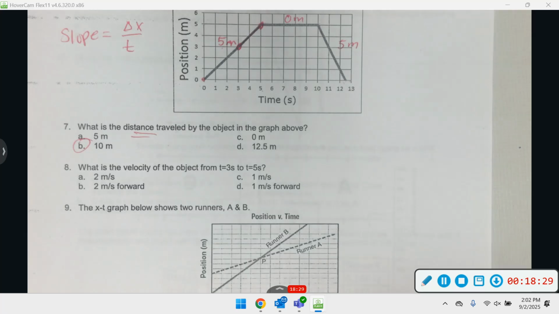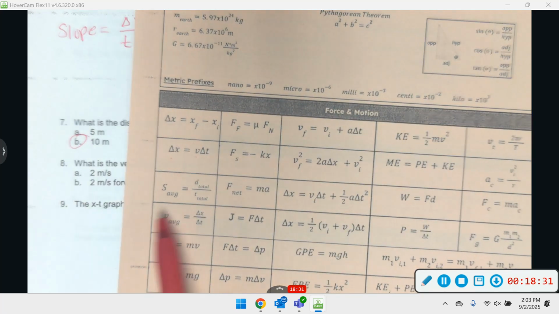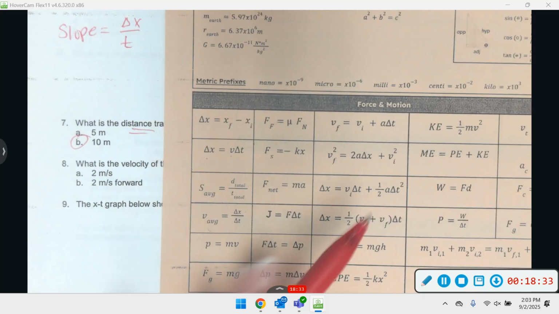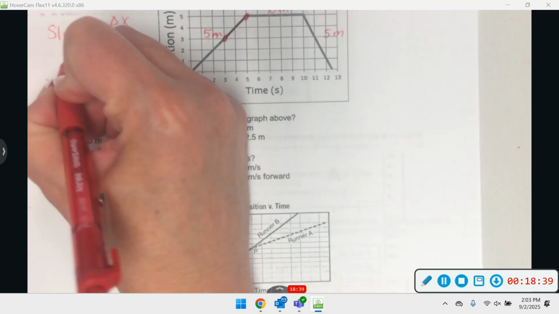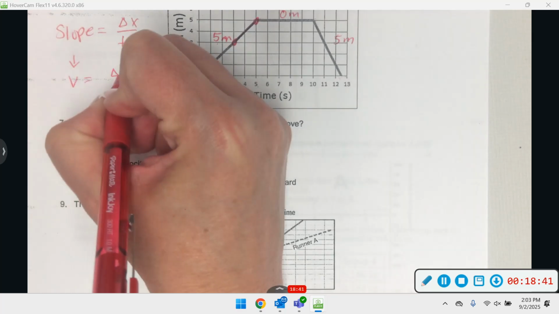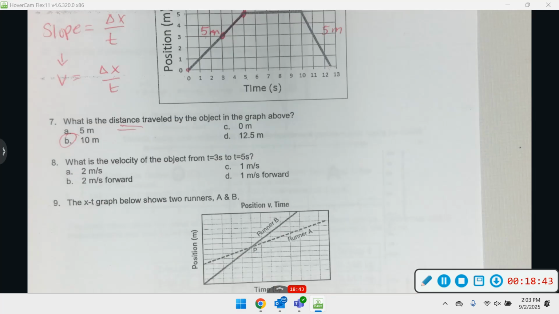Look, it's on the formula chart. Velocity is displacement over time. Slope is displacement over time. So guess what? Slope is velocity. You can memorize it as well, but your slope will be your velocity because that velocity is displacement over time.